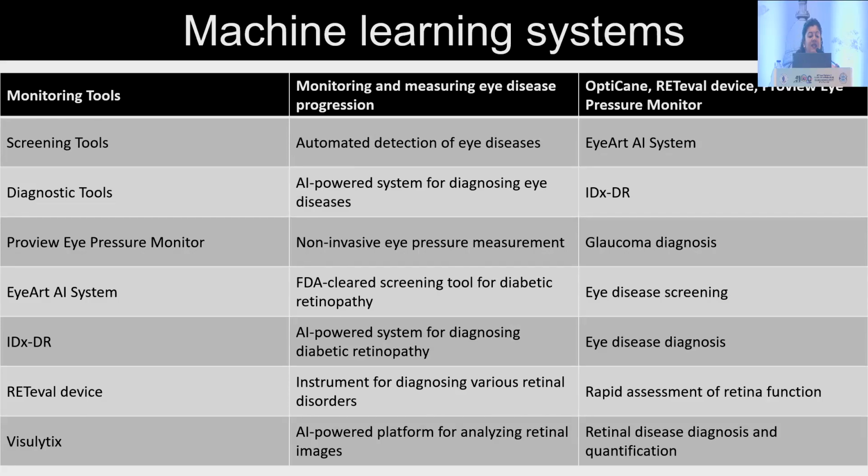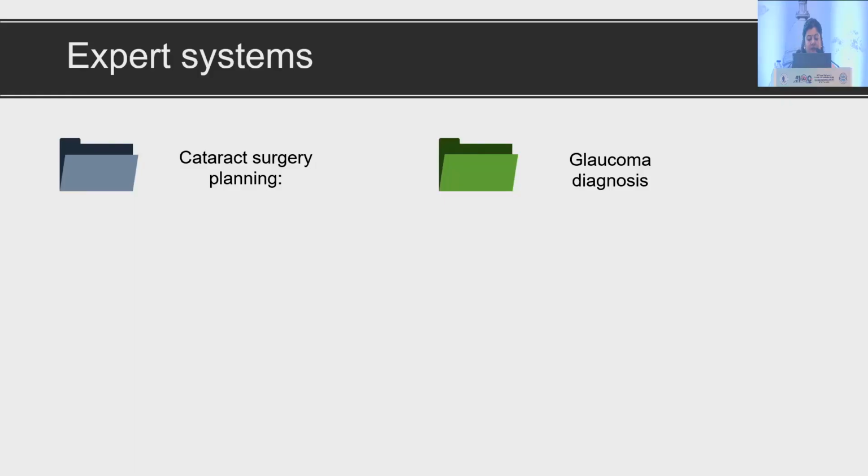Then we have machine learning systems. We have different monitoring tools, such as Optic-in, Retinal device, and ProView eye pressure monitor. Then we have screening tools: the iArt AI system. Then we have diagnostic tools, that is IDx-DR. Then we have expert eye system and ProView eye pressure monitor, which is a non-invasive eye pressure measurement used in glaucoma diagnosis. The iArt system is an FDA cleared screening tool for diabetic retinopathy. Then Retinal device is an instrument for diagnosing various retinal disorders.